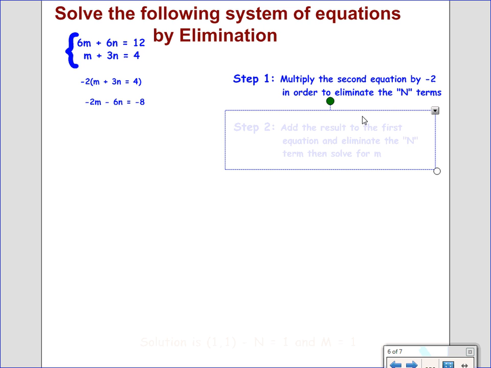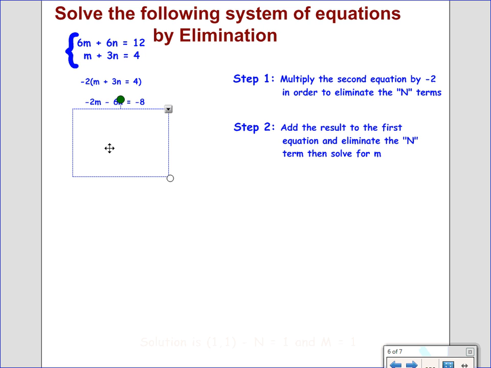Now the next step is to add the results to the first equation and eliminate this n term. In adding, I find that this middle term, this 6n minus 6n, disappears. 6 minus 2 is 4, so we're left with 4m. 12 minus 8 is 4. In order to solve this one-step equation for m, I should divide both sides by 4. In doing so, I find that m is equal to 1.